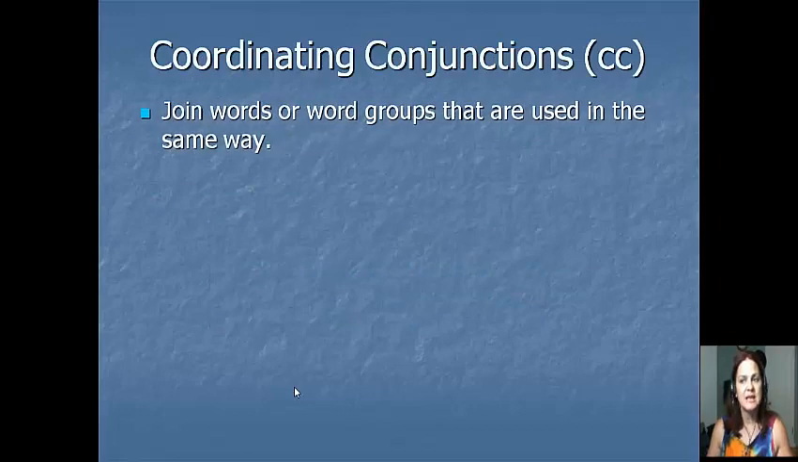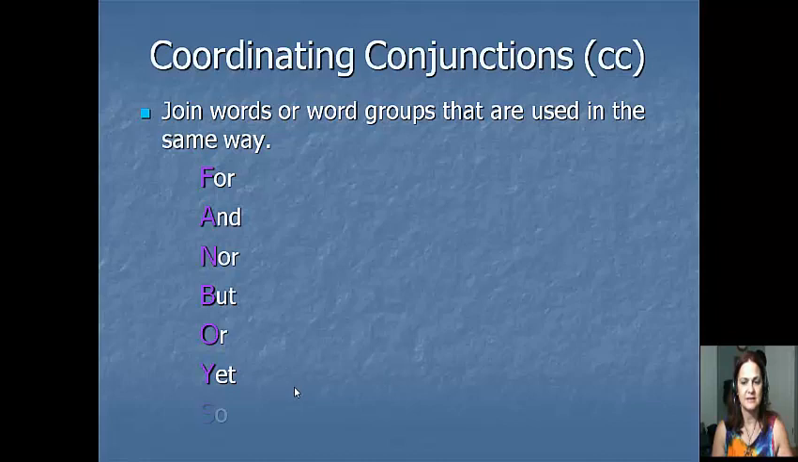Our coordinating conjunctions join words or word groups that are used in the same way. Our coordinating conjunctions are for, and, nor, but, or, yet, so.